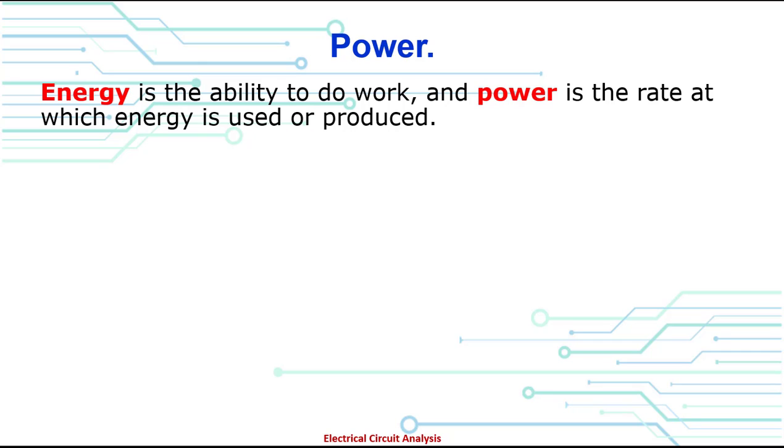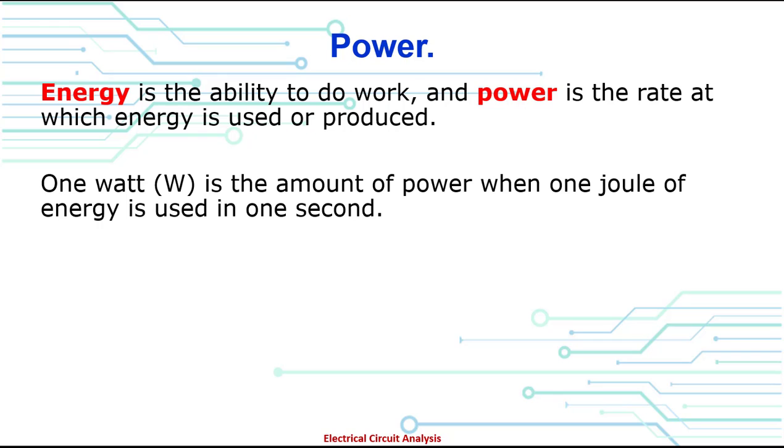Energy is the ability to do work, and power is the rate at which energy is used or produced. Watt is the unit of electrical power. 1 watt is the amount of power when 1 joule of energy is used in 1 second. Bigger units of power are expressed in kilowatts, megawatts, even gigawatts.